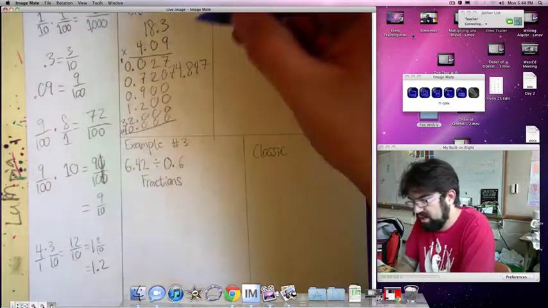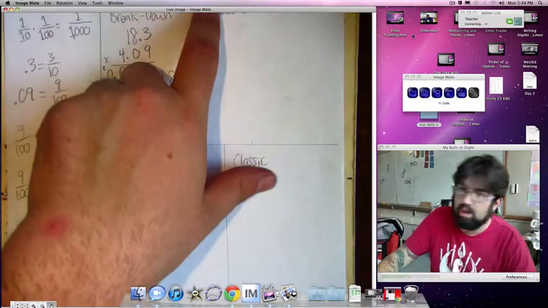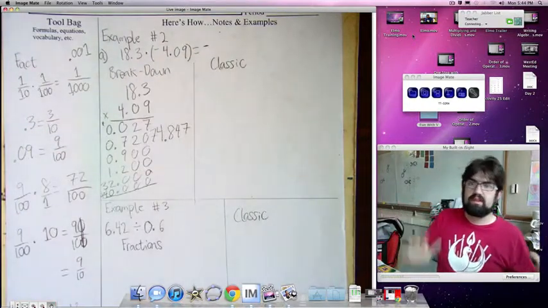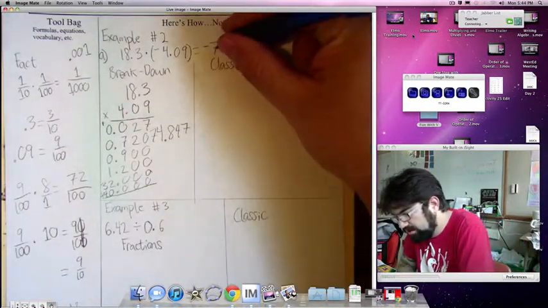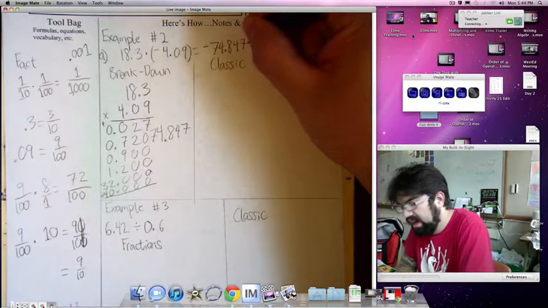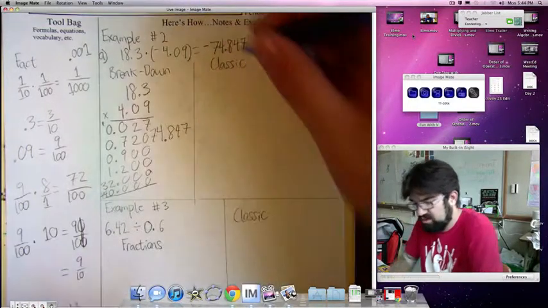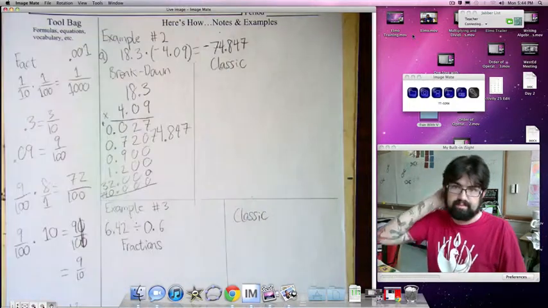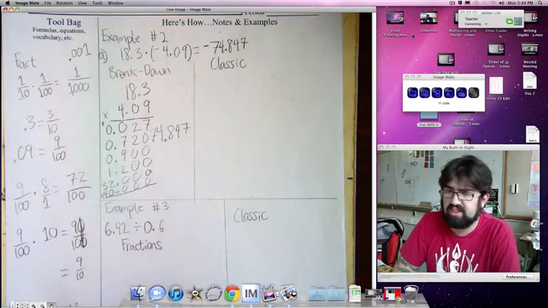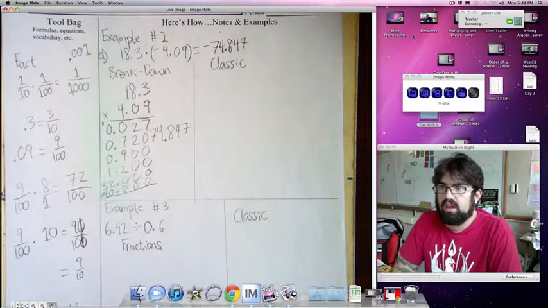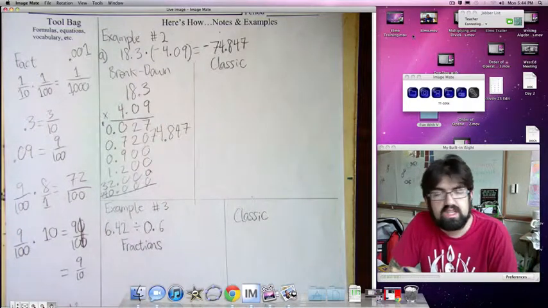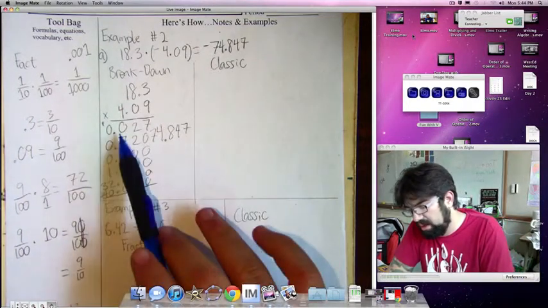So the answer should be negative. Oh, there's that negative right up there. Don't forget that negative. Huge problem of missing it. 47 and 847 thousandths, because it's 3 after the decimal. So my answer is negative 47.847. Another way of saying it. Breakdown is really neat because it actually lines the decimal up for you. Did you see how it lined the decimal up for you?